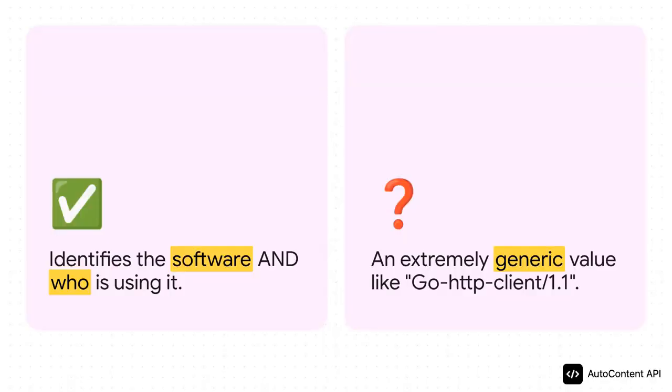But here's the thing. Not all of these digital IDs are created equal. Not even close. A good, clear one is super specific. It might say, hey, I'm Firefox running on Windows, or I'm Safari on an iPhone. But then you have these suspicious IDs. They're extremely generic, like this example here: Go-http-client/1.1. I mean, what even is that? It's basically the online equivalent of showing up with a completely blank ID card. It doesn't exactly scream trustworthy, does it?